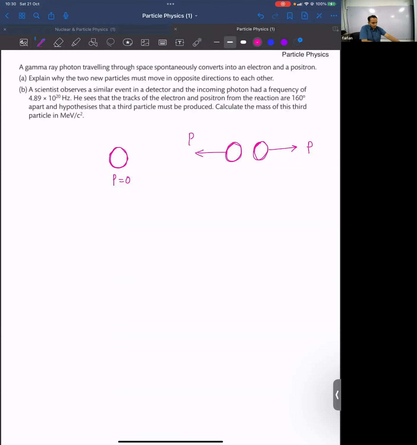Explain why the two new particles must move in opposite directions to each other. For the momentum to be conserved, the two particles should have equal momentum in opposite directions.